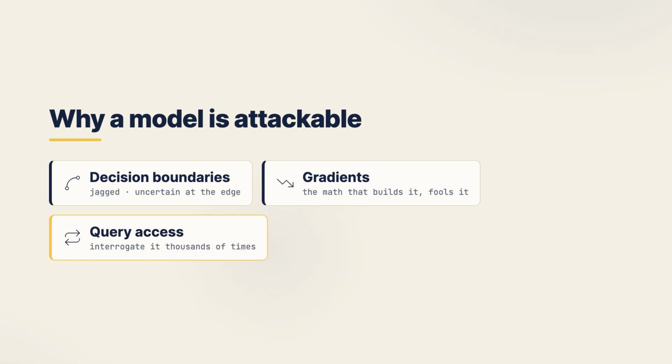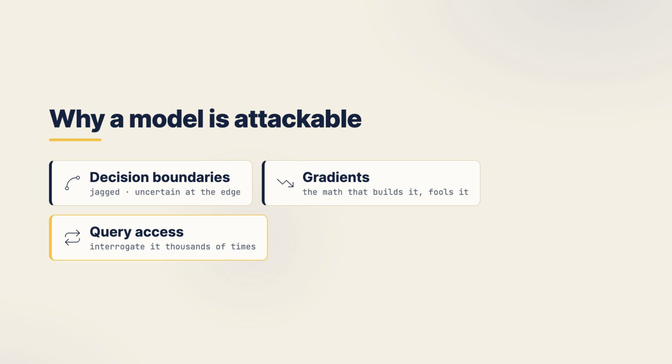And the thing that makes all of this practical is query access. Every model you expose, an API, a web form, a download, is a machine an attacker can interrogate thousands of times. Send an input, read the output, adjust, repeat. Even with no gradients and no peek inside, what we call black box, enough query and observe loops will approximate the boundary, then the gradient, and eventually the model itself. Hold those 3 together: boundaries, gradients, and query access, because each of the 4 attacks is just a different thing an adversary does with them.